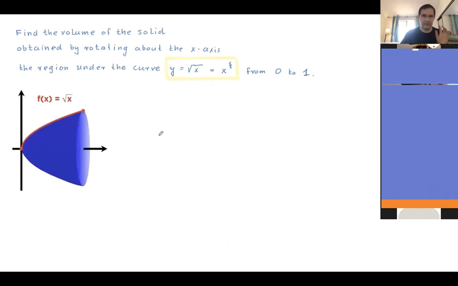Okay, so we just did this example, but let me say just very quickly. The function was y equals square root of x.